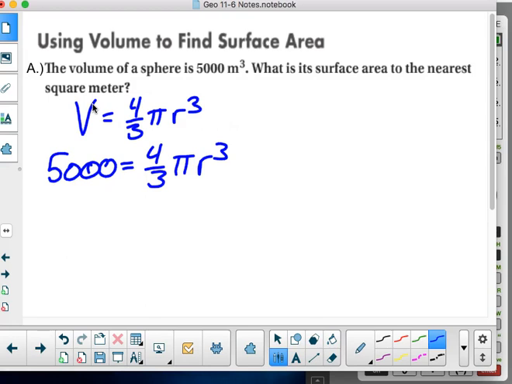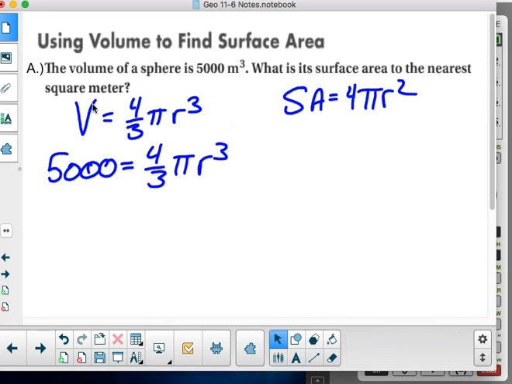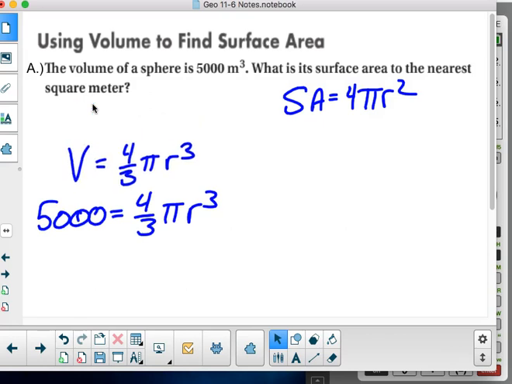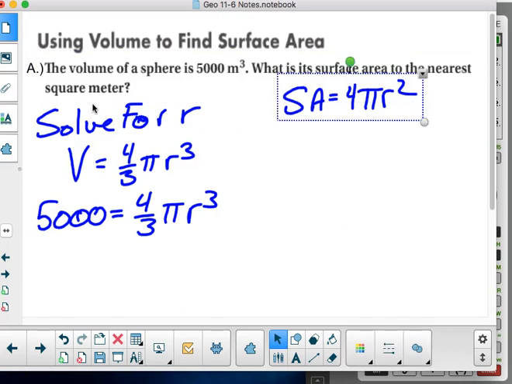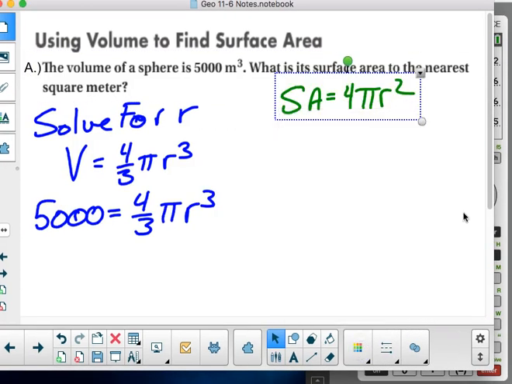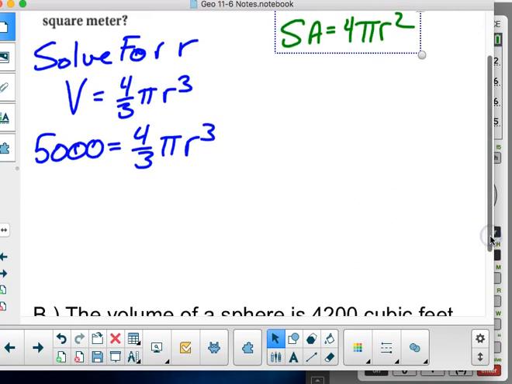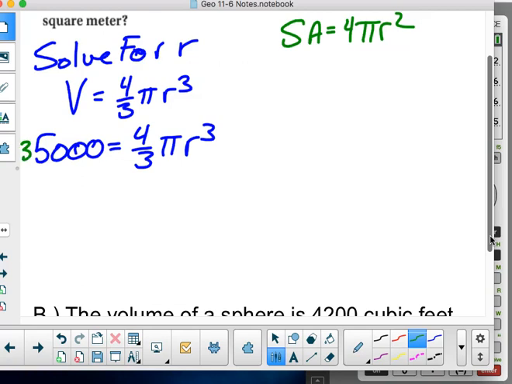Well, there's no direct comparison to volume and surface area unless I solve for it. And I know surface area is equal to 4 pi r squared. So I've got to solve this. Solve for r, pirate's favorite letter. And then we're going to plop that in there. We're going to make that green when we're done. Now, to do this, I can multiply by 3/4 to undo that.